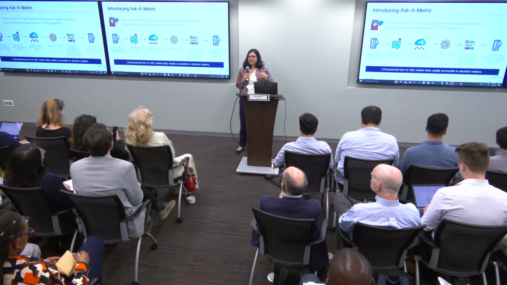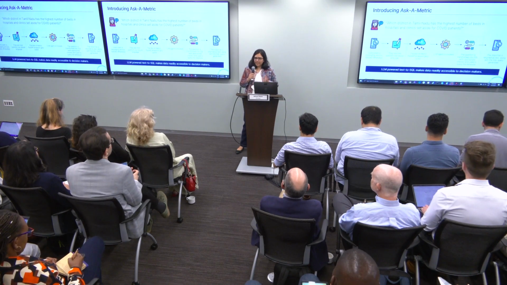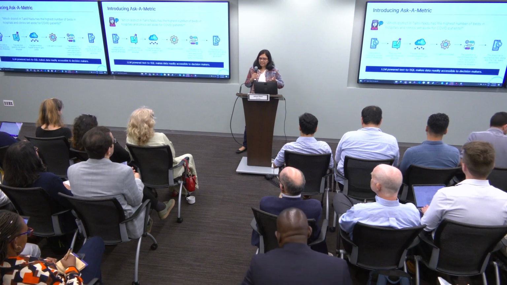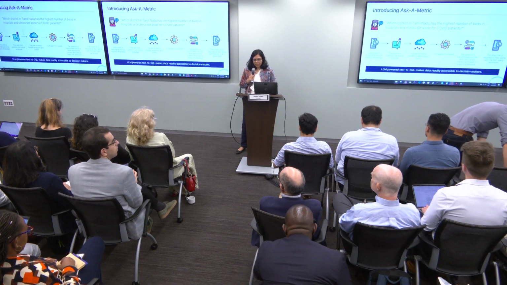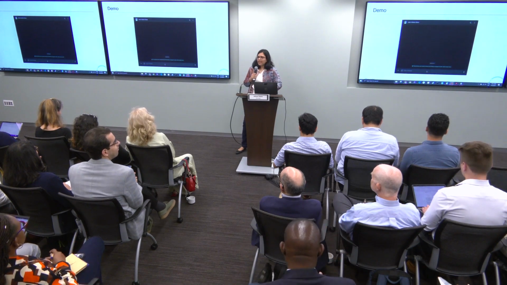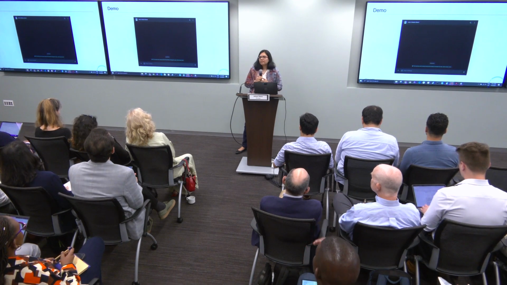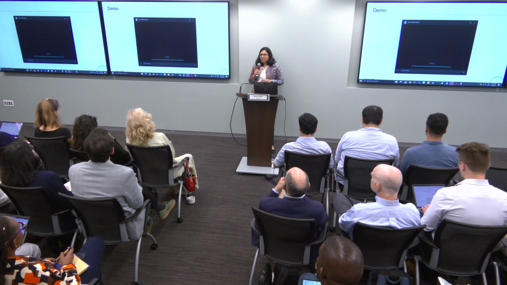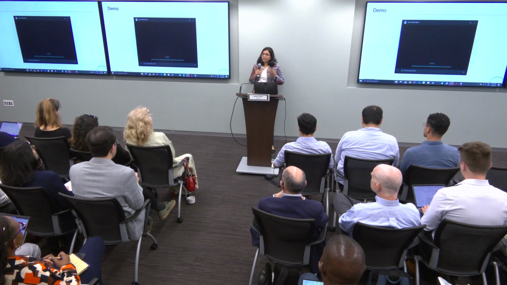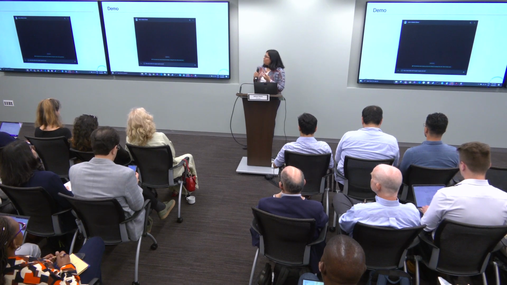This reduces the time it takes to access a particular indicator and makes the data readily available to the decision makers. So let's take a quick look at a demo for Askometric. We are using a publicly available data set. This is the COVID data from the Tamil Nadu state in India. This demo has been set up using a WhatsApp interface.